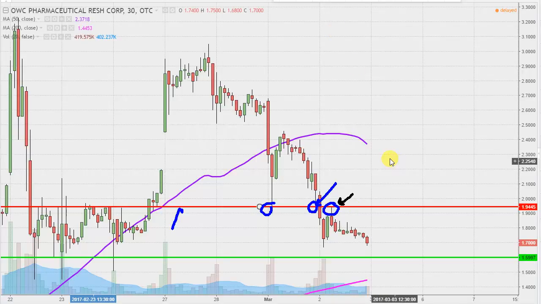If the price can do that, then the next level to keep an eye on from a resistance standpoint is going to be that purple line there, the 50-period simple moving average. But one step at a time, no point in talking about that one until at least the $1.95 hurdle can be cleared. Now, what about levels of support?